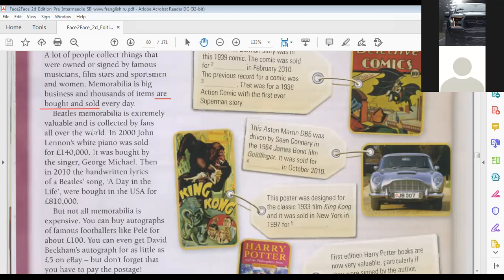Passive. This Aston Martin DB5 was driven by Sean Connery. You mean on the right side? That's actually correct. Was driven. Okay. Selma, can you find any passives? On the right or the left? Both are okay. You can look anywhere.